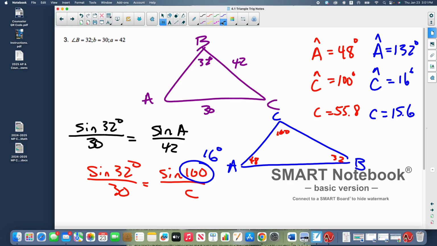Okay. Other thing I could do is if I took this side like we did a while ago, if I put it here, if I drew it like that, now this is side A, angle A right there. So this would be 132. That's 32. That would be 16. And then this side would be 42. This side would be 30. And this side would be 15.6. So there's the two looks. There's the two pictures of it as well.